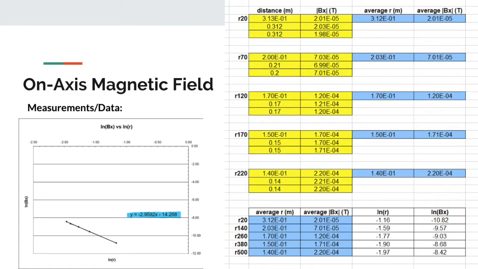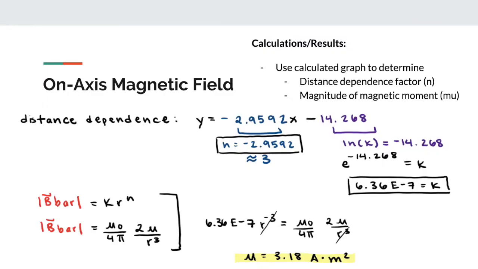in the blue highlighted. The equation for the line on the previous slide allowed me to solve for n and k, which then allowed me to set the two equations I knew for B, the magnetic field of the bar, equal to each other. This way I could solve for mu and get a value of 3.18 amps times meter squared, which is the magnitude of the magnetic moment.